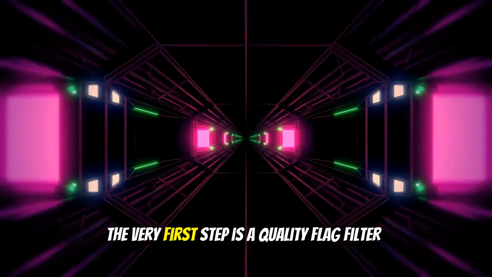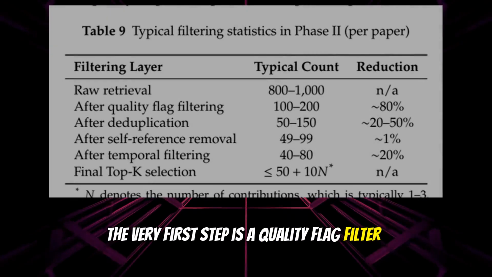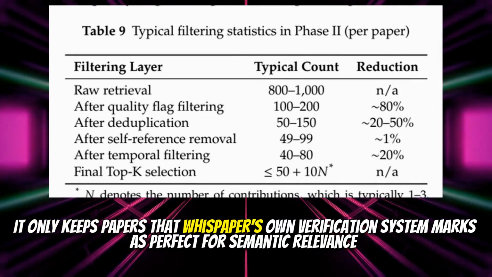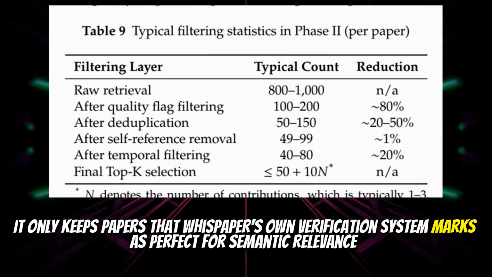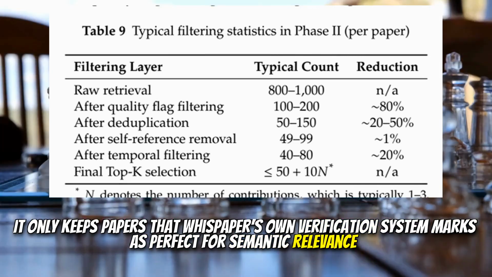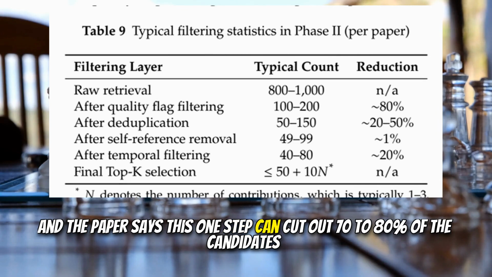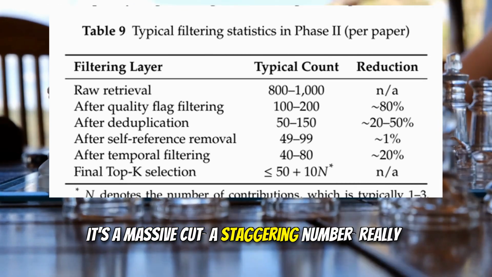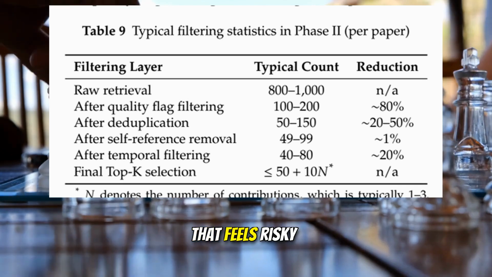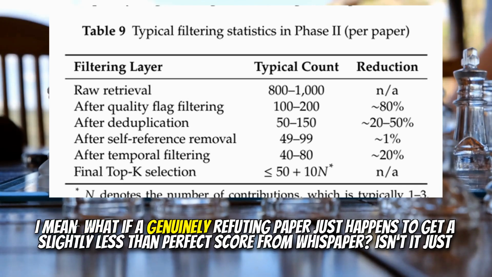It is. The very first step is a quality flag filter. It only keeps papers that Wispaper's own verification system marks as perfect for semantic relevance. And the paper says this one step can cut out 70 to 80% of the candidates. It's a massive cut, a staggering number, really. That feels risky. I mean, what if a genuinely refuting paper just happens to get a slightly less than perfect score from Wispaper? Isn't it just thrown out?